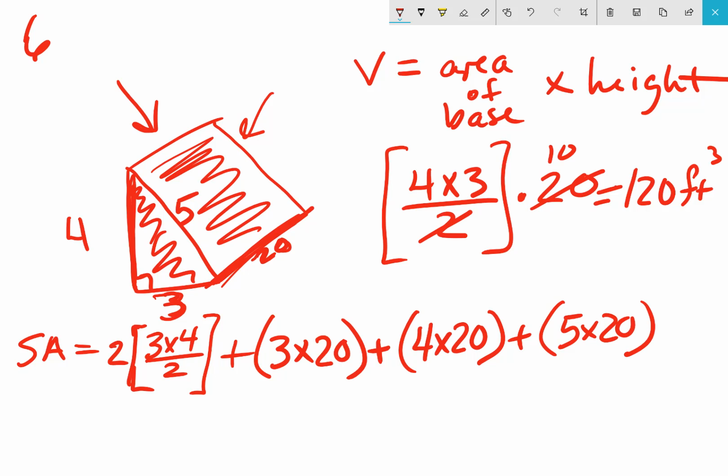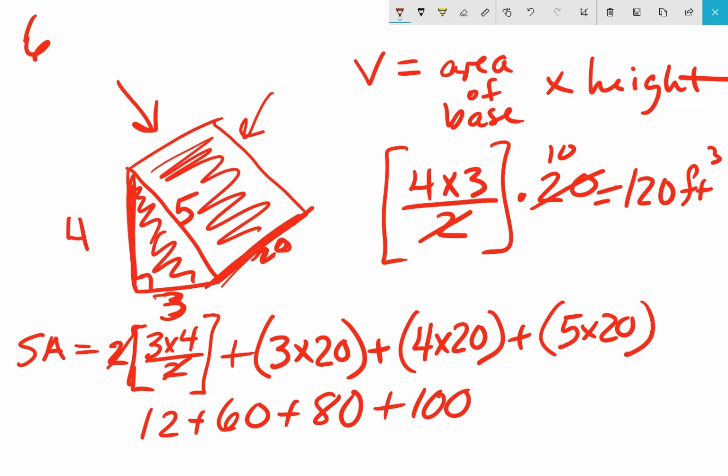This is made up of 5 shapes, 2 triangles and 3 different rectangles. So here we've got 12 plus 60 plus 80 plus 100, which if you add it up is going to be 252, and that's going to be square feet because this is area.